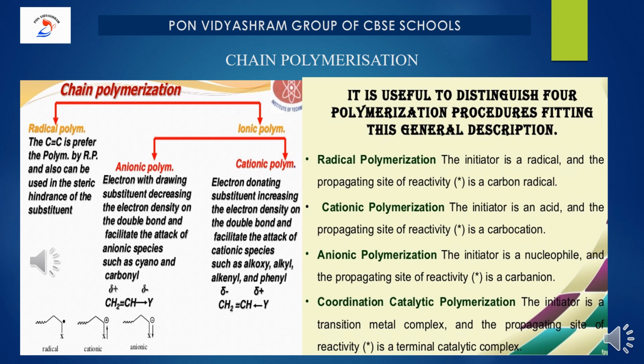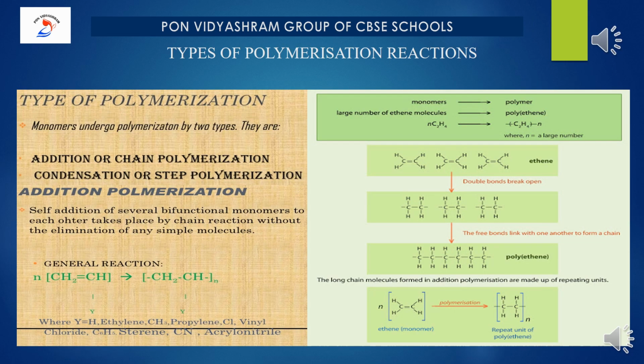Here I have given all the notes, so note it down very clearly. Along with the other general descriptions like radical polymerization, cationic polymerization, anionic polymerization, the last one is coordination catalytic polymerization. Please note it down and go through once. Now, let me explain the example for addition polymerization.